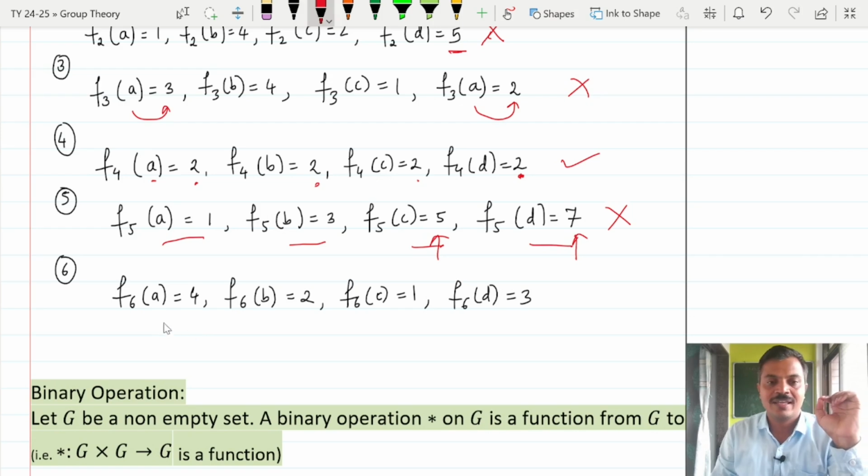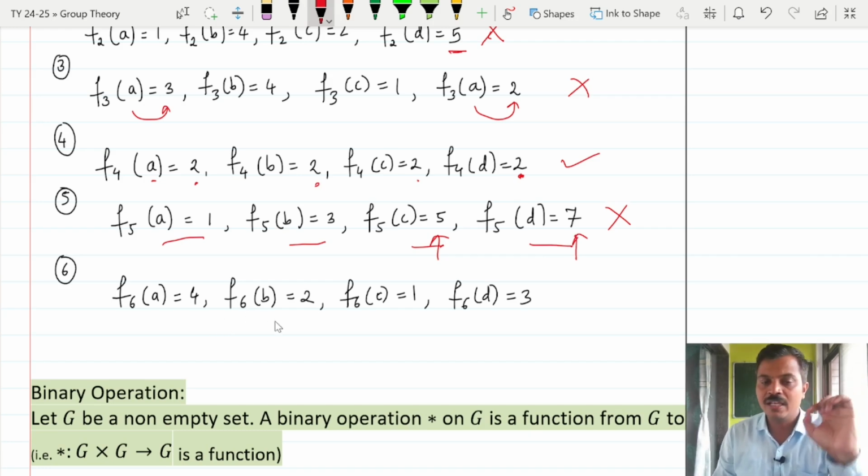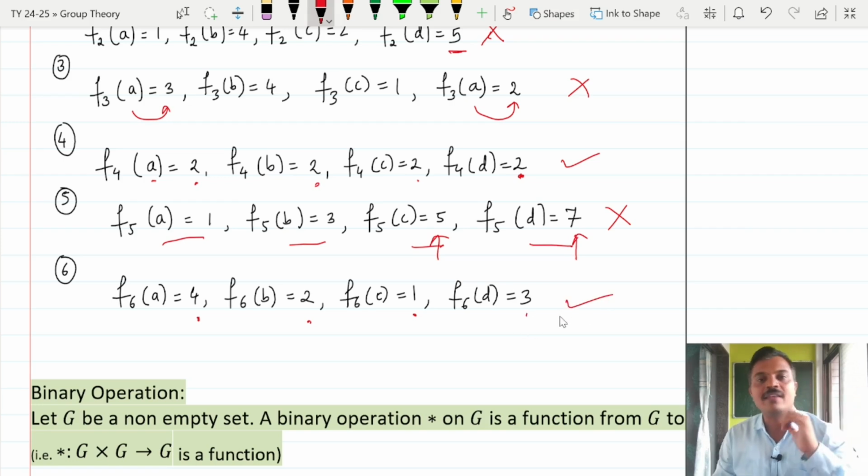Moving towards the next one, A has 4 as an image, B has 2, C has 1 and D has 3. So as you can see, every element in the domain has an image. It is unique also, and the images are also present in the codomain, right? So this is an example of a function. I hope the definition of a function is clear.